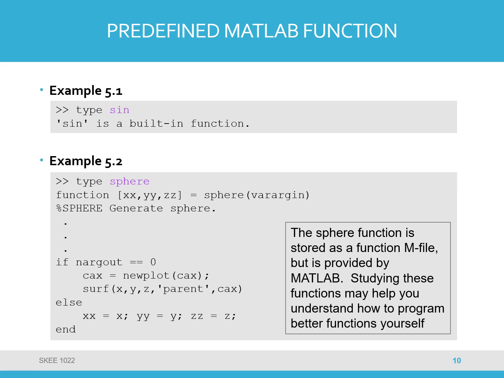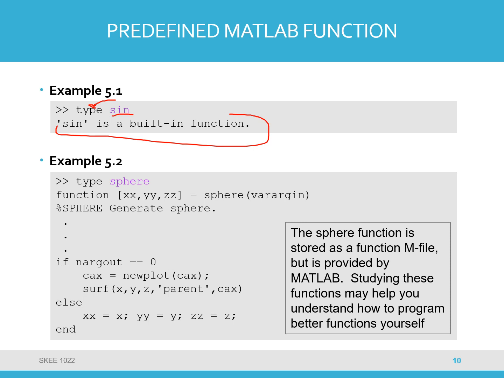Okay, for example 5.1 and 5.2, I will show you how to use type. Type basically shows you what functions are available and what is inside the function. For example 5.1 you can type sin, which is a built-in function, like sin, cos, tan. It will show what sin is.